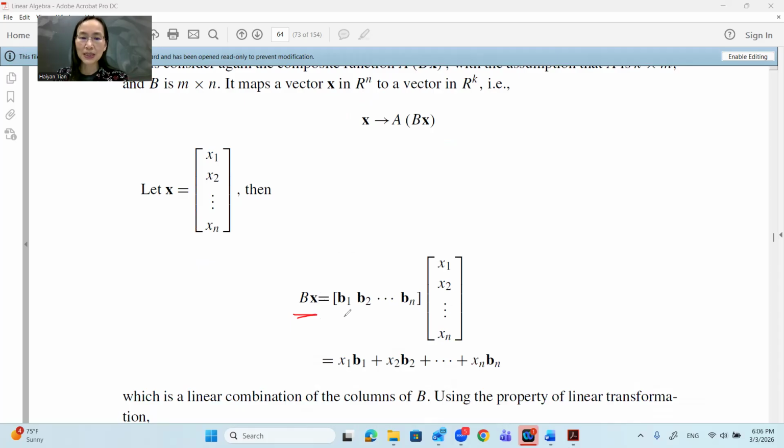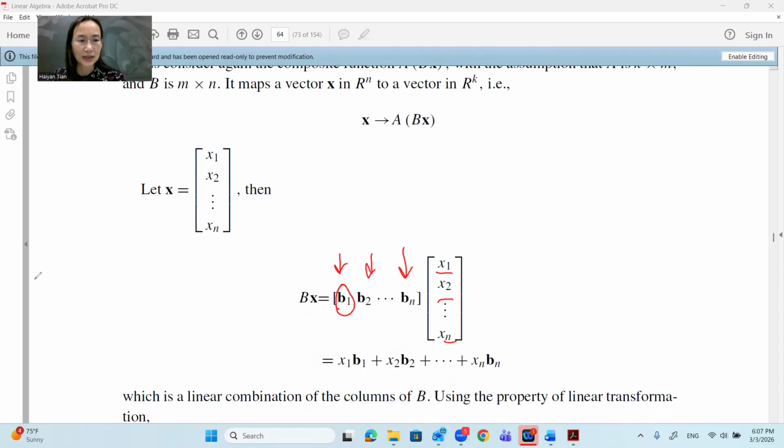So what do we get? That's B, and you see the first column, second column, up to the last column. Suppose B has n columns, because the number of columns of B should match the number of entries in X. If X has n entries, B must have n columns. That's why we use boldface letters for each column: the first column, second column, up to the nth column, which matches n.